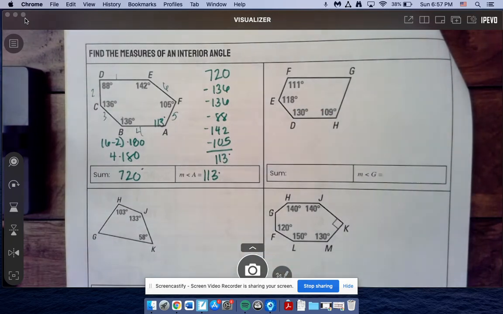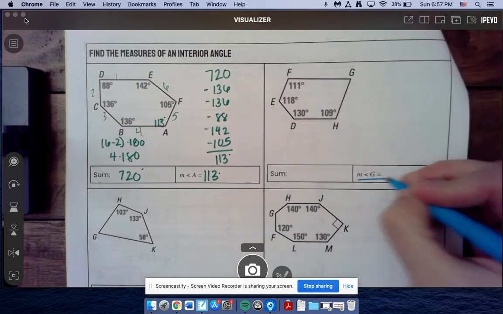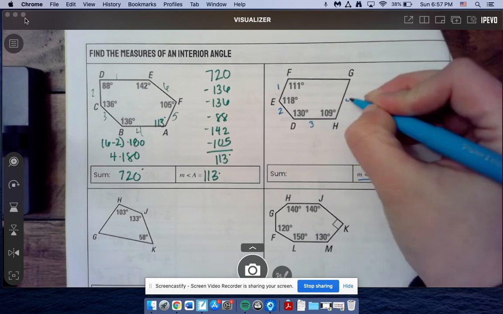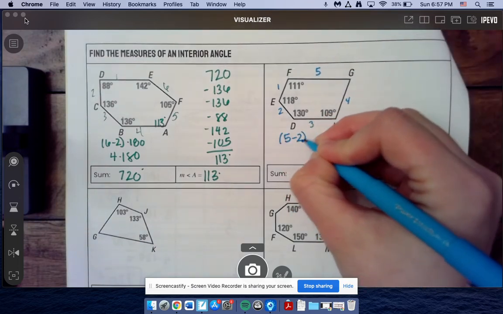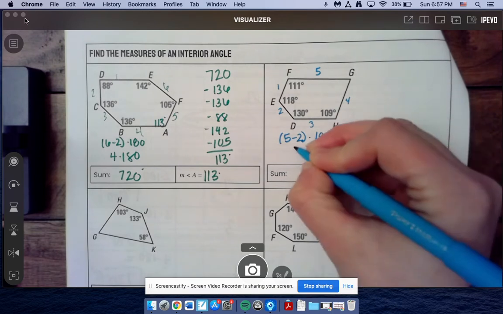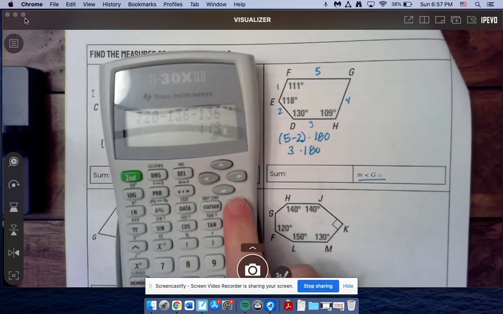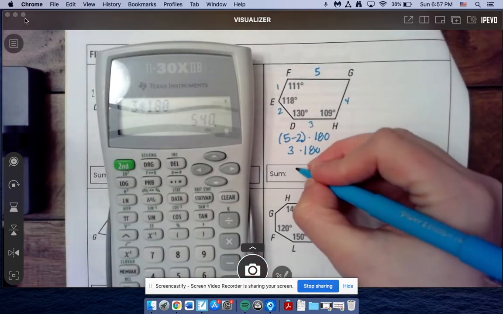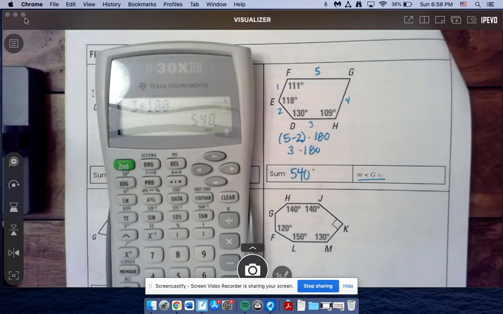Okay, let's try another one. Same thing here, but this time we count how many sides our figure has. We're looking for the measure of angle G. So there's 1, 2, 3, 4, 5 sides. So 5 minus 2 times 180. 3 times 180. Again, calculator work, you guys. 3 times 180 is 540. So all 5 of these angles have to add to 540.